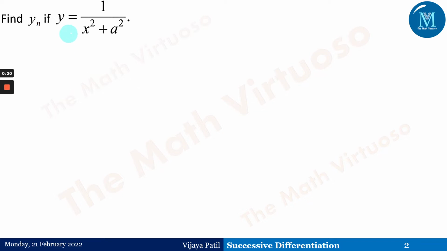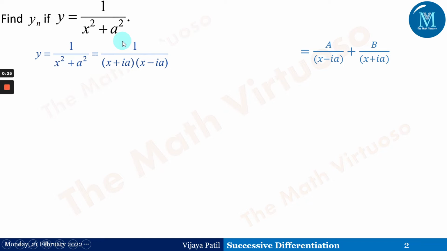Find yn if y is equal to 1 upon x square plus a square. That means we write 1 upon x square plus a square as 1 upon (x plus ia) into (x minus ia). We have taken the factors of x square plus a square as x plus ia and x minus ia, which we can split as A upon x minus ia plus B upon x plus ia.